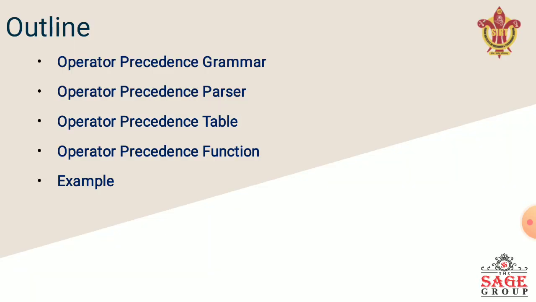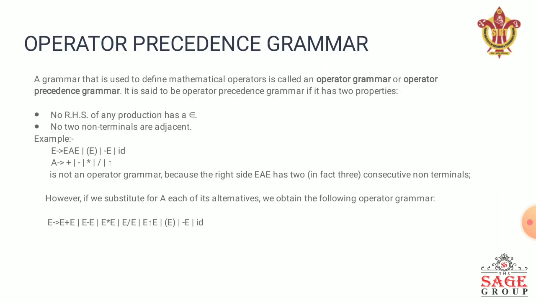Outline of today's lecture are operator precedence grammar, precedence parser, operator precedence table, operator precedence function and examples. Firstly, we start with the operator precedence grammar. A grammar that is used to define mathematical operator is called an operator grammar or operator precedence grammar. It is said to be operator precedence grammar if it has following two properties.